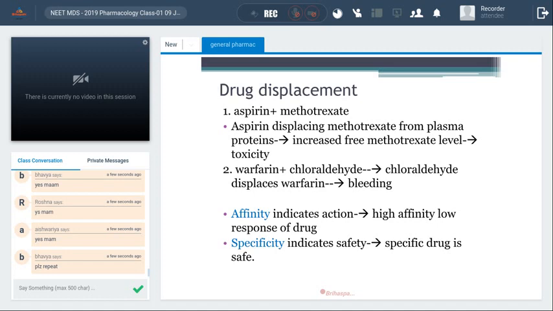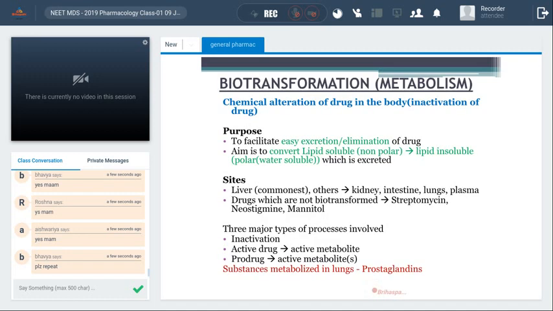Next we just have two important terms to know, affinity and specificity. Affinity just means action, which means the power with which it binds to the plasma protein, and specificity indicates safety, which means it is more specific. It is binding to one particular plasma protein only. These two terms you should know, affinity and specificity. So with this we complete distribution also. We go to the next step, metabolism or biotransformation.